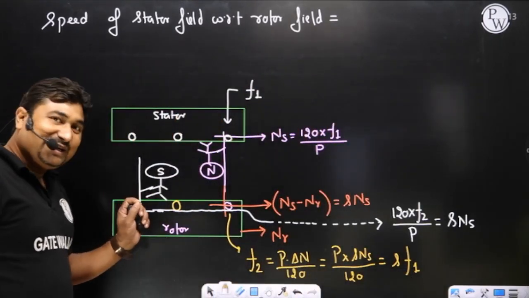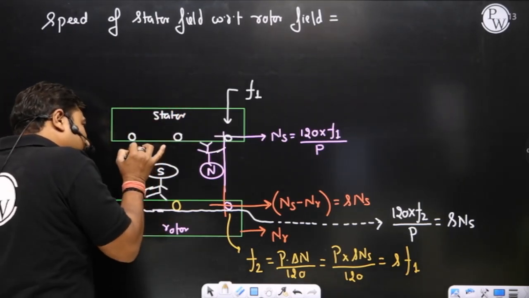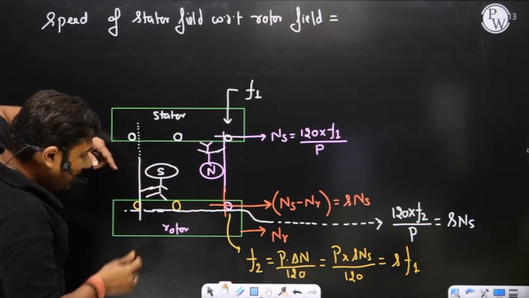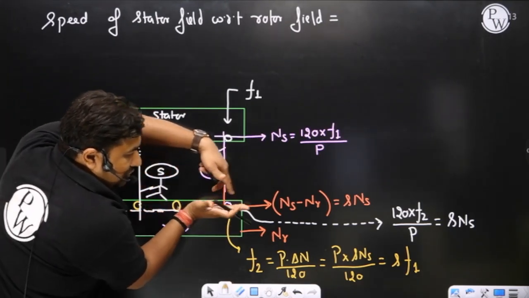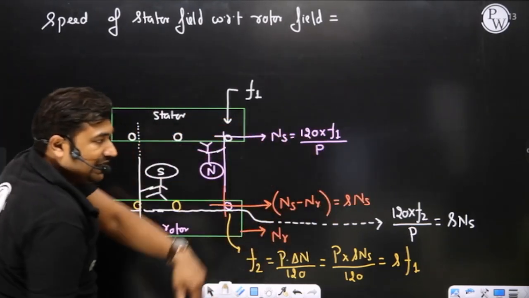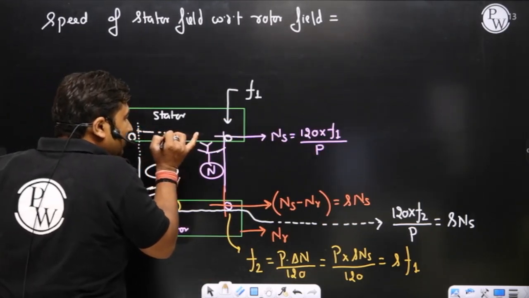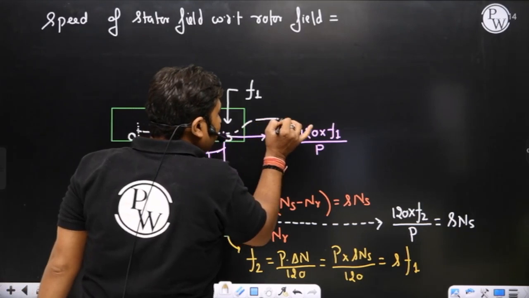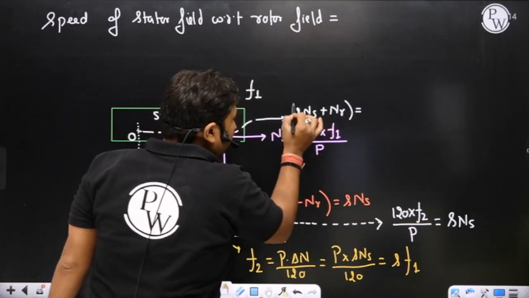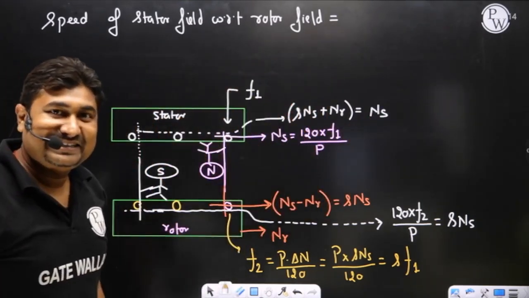Now, the speed of the rotor field with respect to the stator winding. The rotor field is rotating with respect to the rotor structure at SNS, and the rotor structure itself moves at a speed of Nr. So the rotor field with respect to the stator body becomes SNS plus Nr. When you solve, it again becomes Ns only. Is it okay? Yes, sir.